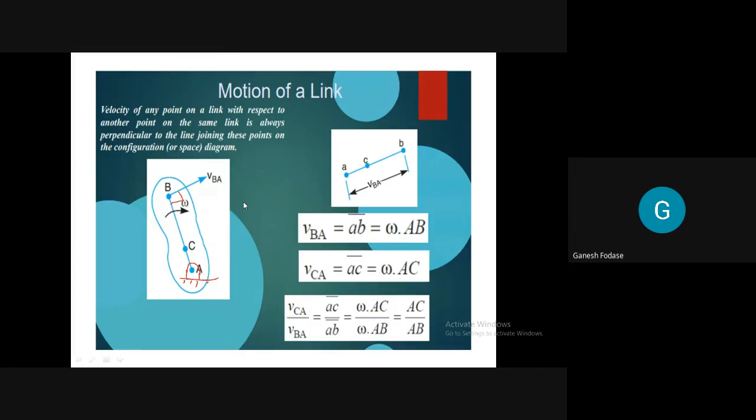I will provide a Google form to you. This is today's question: why is the angular velocity of B with respect to A perpendicular to the link only? You need to post your answer in the space provided on Google Classroom. So try to find out why it is perpendicular. This is an interesting one.